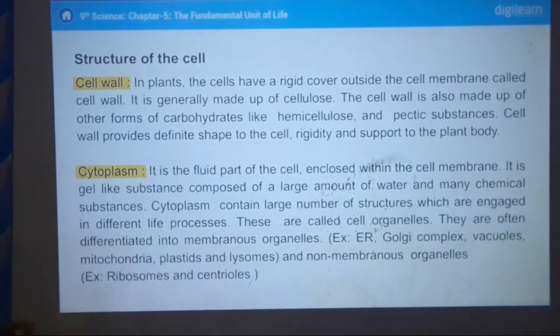Cytoplasm. This is the fluid part of the cell, enclosed within the cell membrane. It is a gel-like substance composed of large amounts of water and many chemical substances. Cytoplasm contains large number of structures which are engaged in different life processes. These are called cell organelles. They are often differentiated into membranous organelles. Example: Endoplasmic Reticulum, Golgi complex, vacuoles, Mitochondria, plastids, and Lysosomes, and also into non-membranous organelles. Example: Ribosomes and Centrioles.